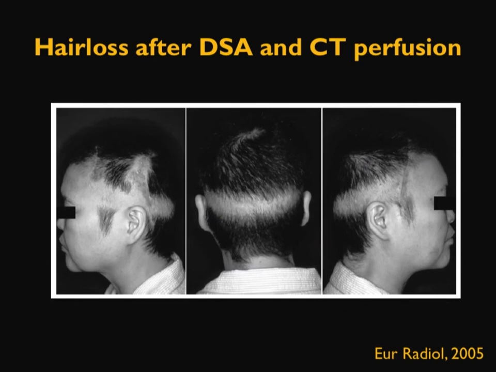The other side, the dark side of the CT perfusion. This shows an image of the first case documented showing hair loss after a patient underwent a series of digital subtraction angiography procedures under interventional fluoroscopy, followed by a CT perfusion. The band of hair loss indicates a multi-detector CT scan on a 64-slice scanner. This was well documented back in 2005.